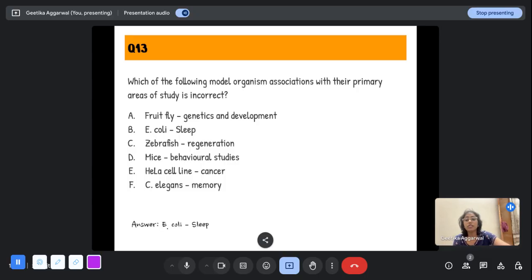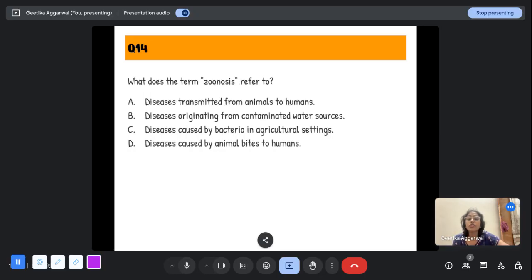Yeah, so the correct answer is E. coli to sleep. Okay. Question number 14.